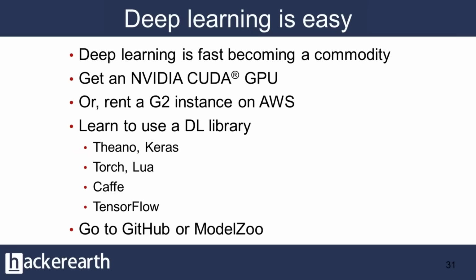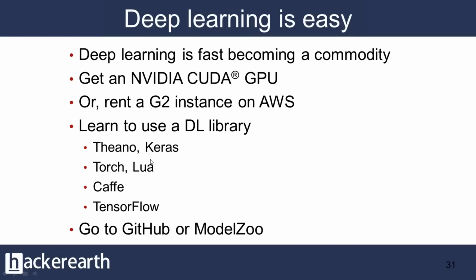All right. So now deep learning has become very easy. It has almost become a commodity now. All you need to do is get an NVIDIA CUDA GPU. Why? Because most of the deep learning libraries basically implement fast convolutions on CUDA-based GPUs, the NVIDIA CUDA GPU. You don't even need to buy it. You can rent a G2 instance on Amazon Web Services.